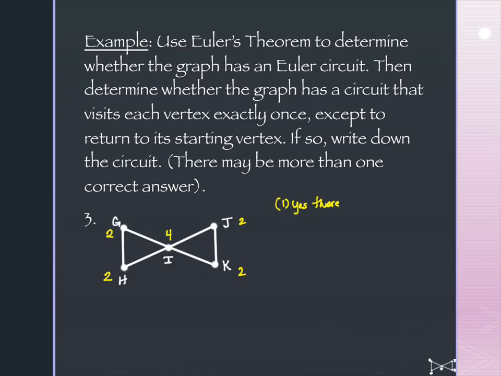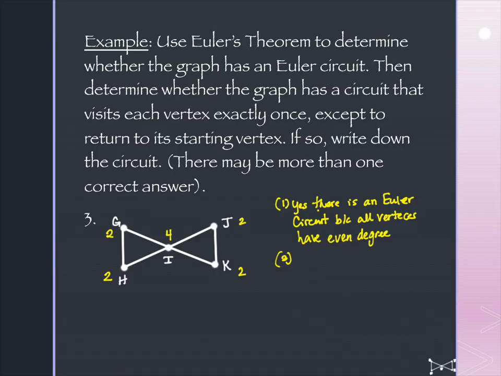Okay. Yes, there is an Euler circuit. And the reason, of course, is because all vertices have even degree. Now, secondly, we were supposed to decide if we can start somewhere and create a circuit that doesn't ever go through points more than one time, except to return to where we started.